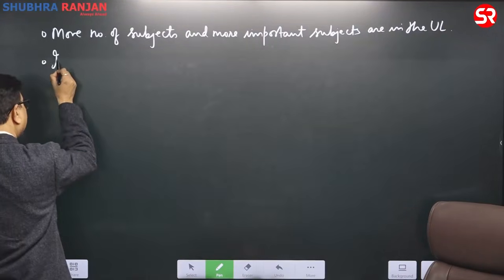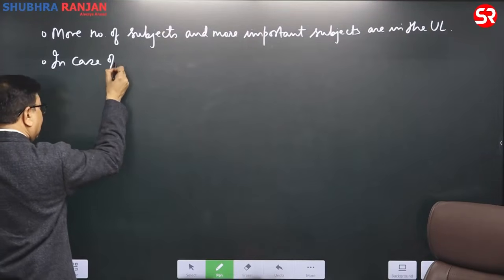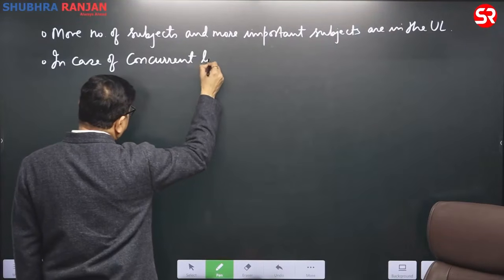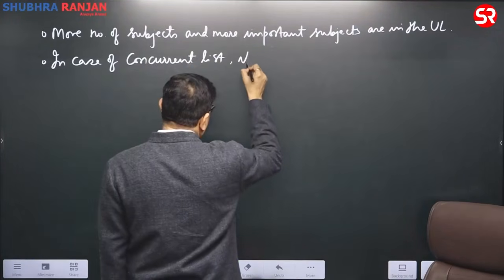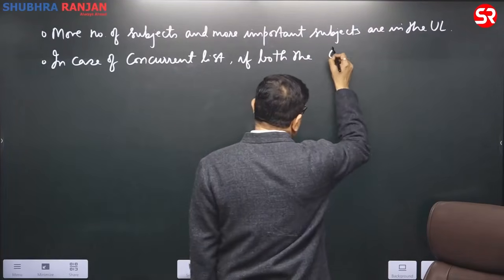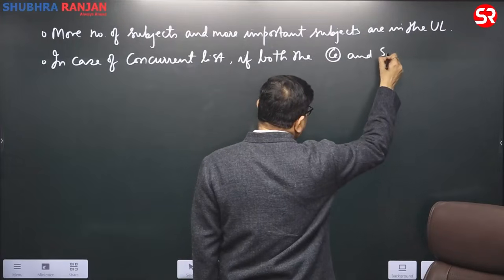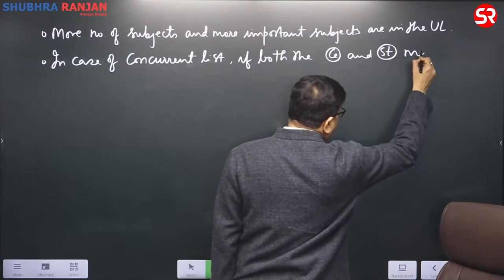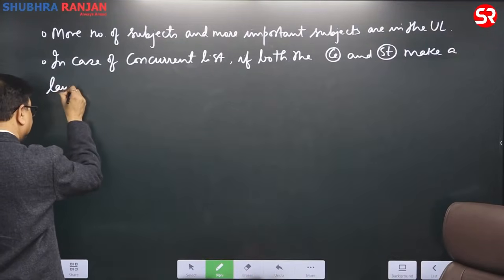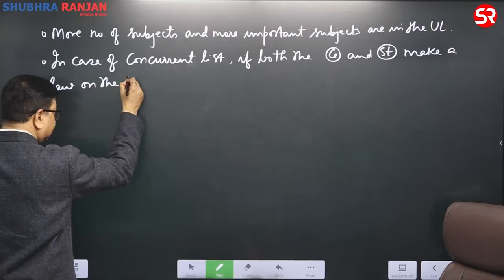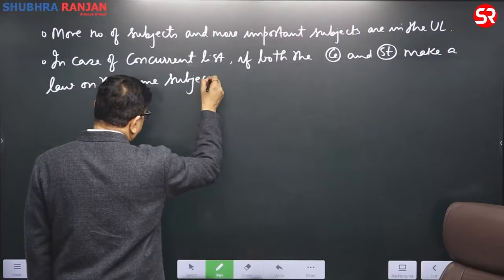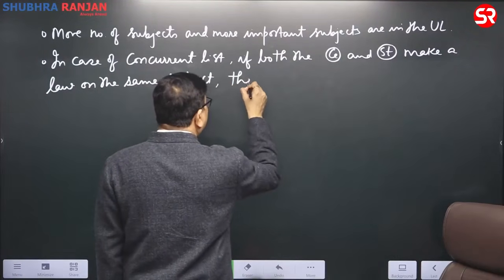Next, in case of the concurrent list, if both the center and the states make a law on the same subject, the union law prevails.